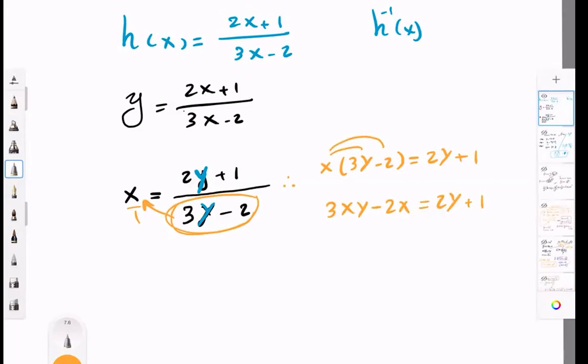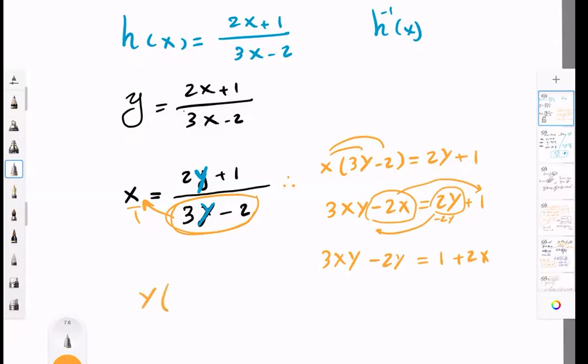I collect y one side. You have 3xy minus 2y. I subtract 2y to both sides, equal to 1 plus 2x. I move this to the other side and move this to this side. Now I have y one side. I can factor the y. I get y times 3x minus 2 equal to 1 plus 2x.